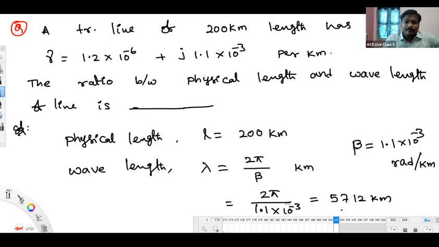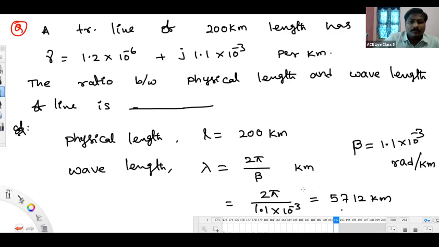What is the length of the transmission line? Anybody tell me please. 200. What's the wavelength of the line? 5712 kilometers. Is that 5712 visible to you? No, it's not visible to me. Which is visible to you? Physical length is the only visible number.